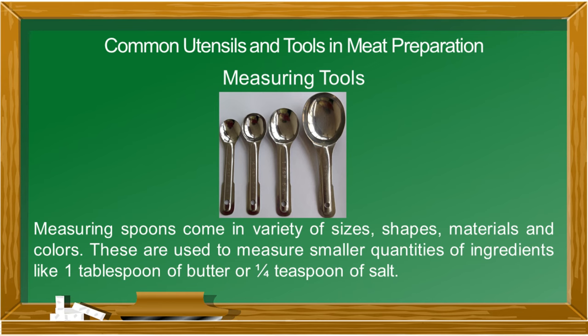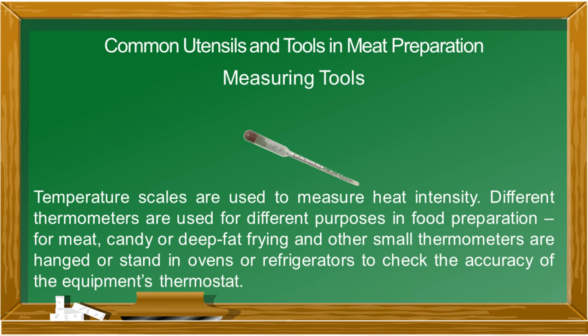Measuring spoons. Measuring spoons come in a variety of sizes, shapes, materials, and colors. These are used to measure smaller quantities of ingredients like 1 tablespoon of butter or 1/4 teaspoon of salt. Temperature scales. Temperature scales are used to measure heat intensity. Different thermometers are used for different purposes in food preparation. For meat, candy or deep fat frying, and other small thermometers are hung or stand in ovens or refrigerators to check the accuracy of the equipment's thermostat.